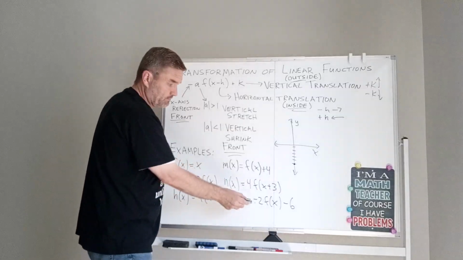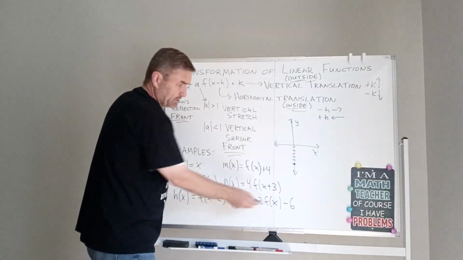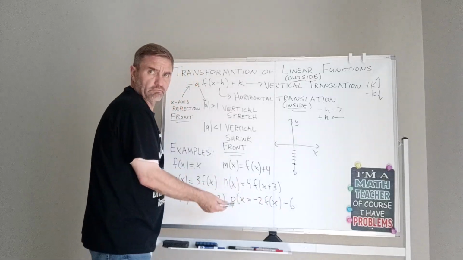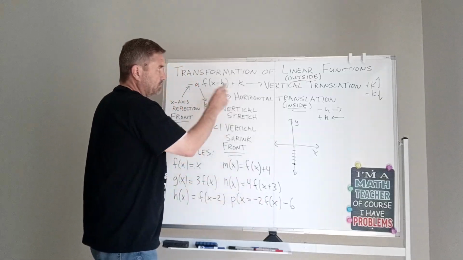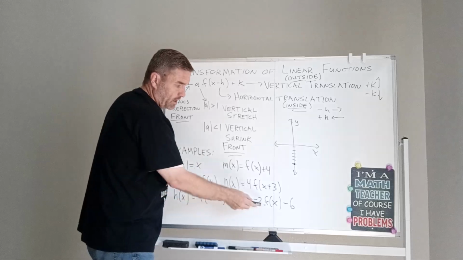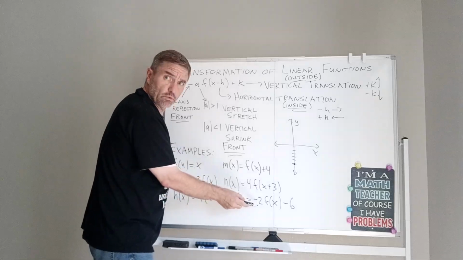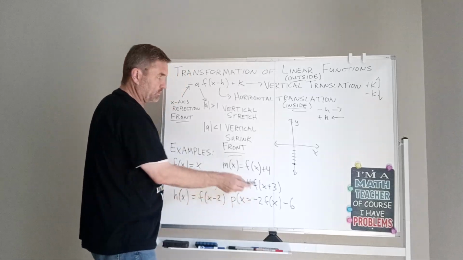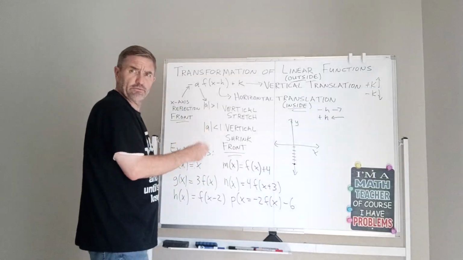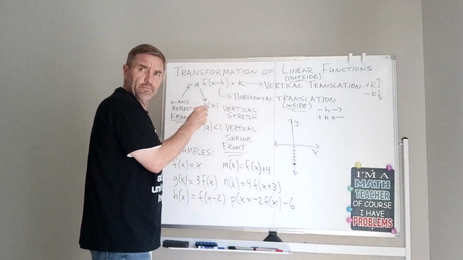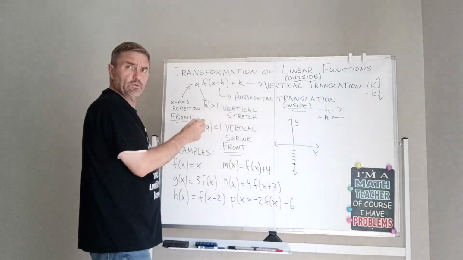Then there's an in front, but it also has an x-axis reflection. So this has all 3, or just 3 of the 4, I should say, because there could be all 4 in one. That's a stretch of 2. Why a stretch, Mr. Hanna? -2 is less than 1. Remember, it's the absolute value 2. You ignore the negative. So that's really just a 2, which is a vertical stretch.